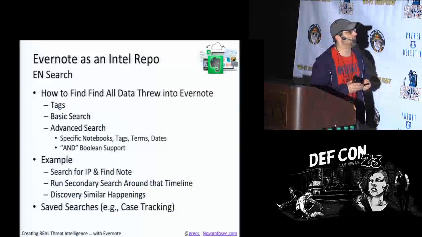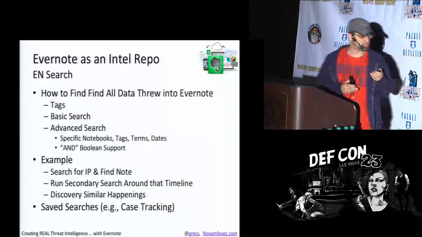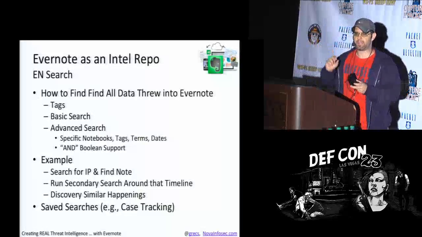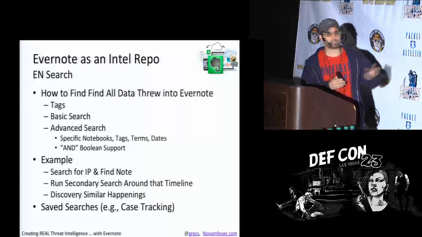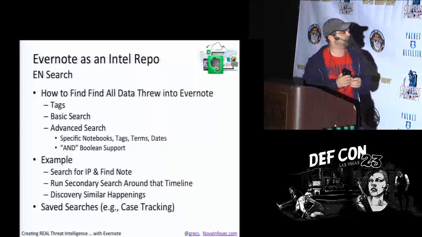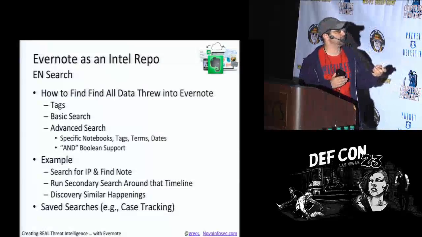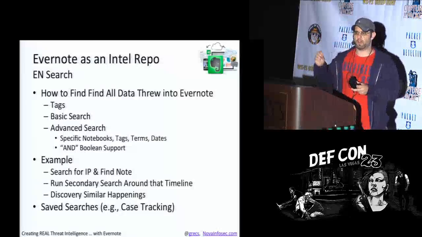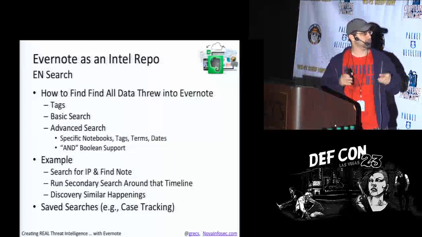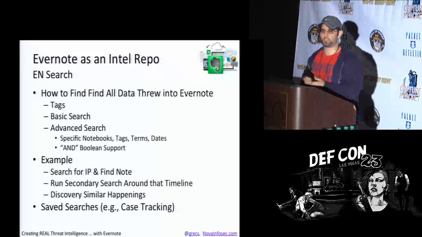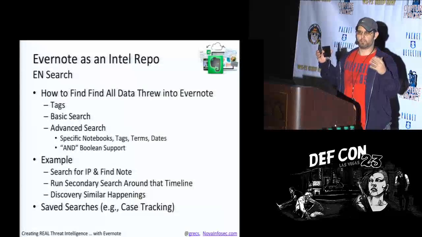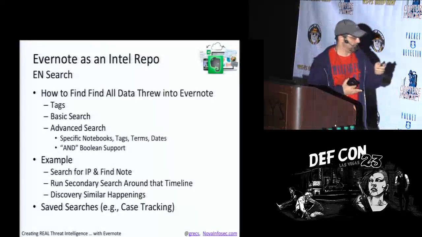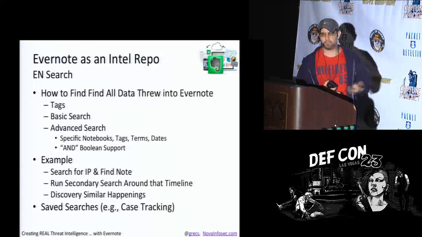So how do we find all this stuff? Evernote is great in terms of searching capability. So there's the tags. You can literally just search by tags. You can do basic search where you just put in normal text data and search for it. And they also have advanced search. So you can go in and specify, like, I only want to look at this notebook, in notes that have these tags and maybe terms, and then you can even put dates there too. Like, I only want to look for notes that were created between this time and that time. And by default, all of these are ANDed together.